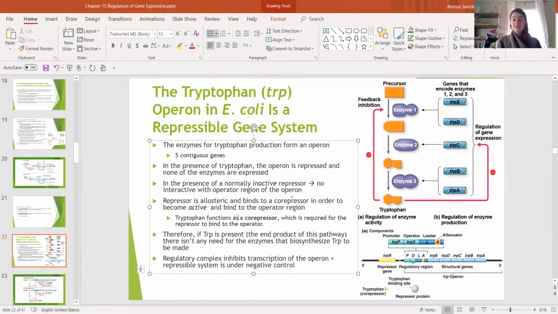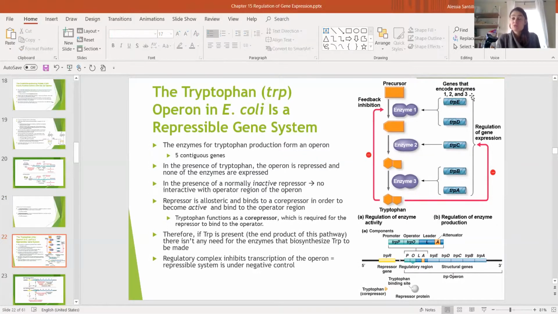So what happens here is that tryptophan is made. You can see in this image, the amino acid tryptophan is made from raw precursors that are worked on by an enzyme or multiple enzymes, whatever kind of complex is encoded by these 5 contiguous genes. The precursor is made eventually into tryptophan.